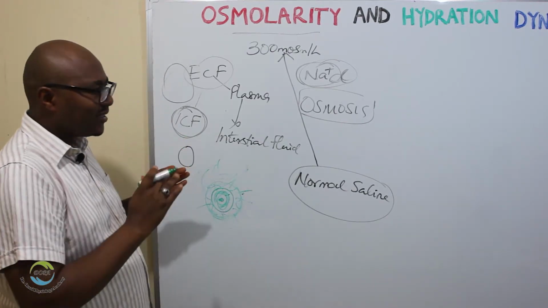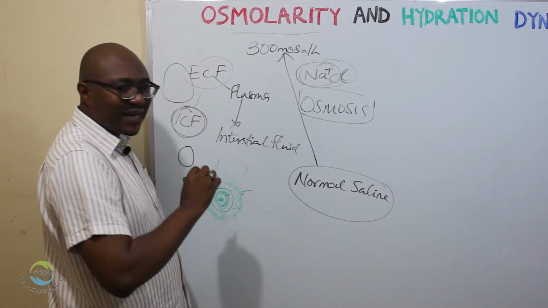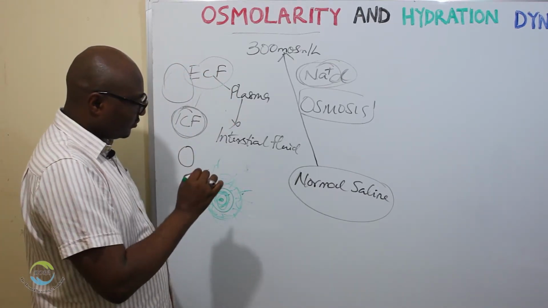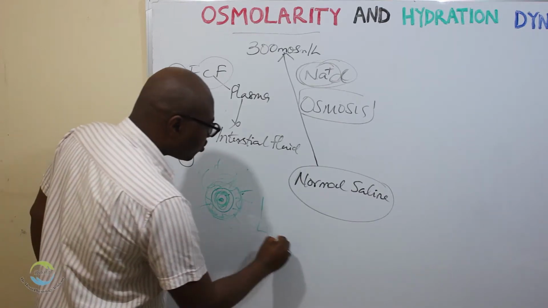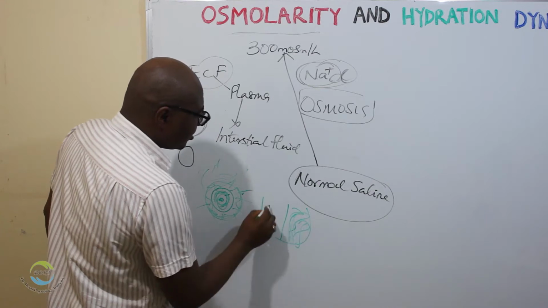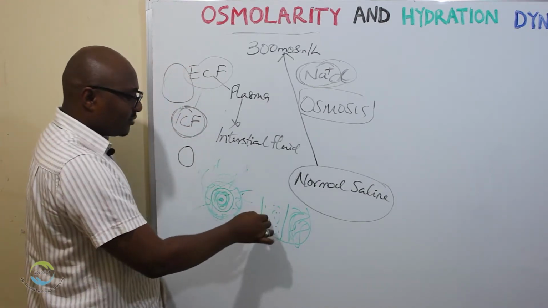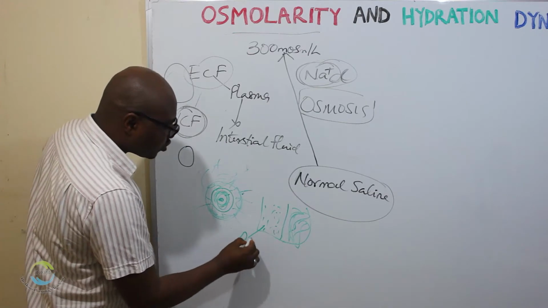A lot of people can easily get confused. Now, wherever water is higher, we are talking about two compartments. This is one compartment. Water is higher here. That means here is more dilute.